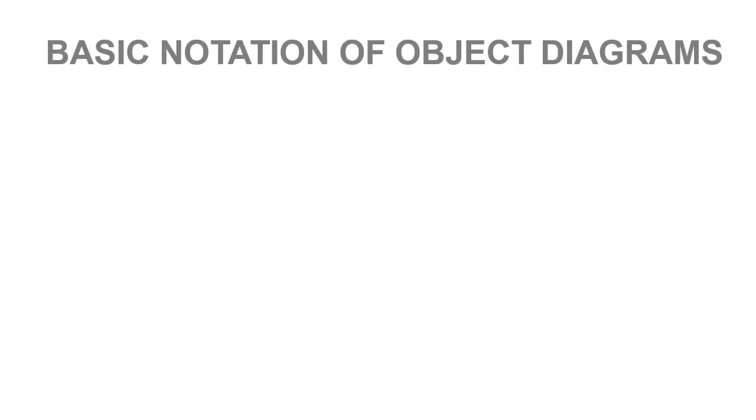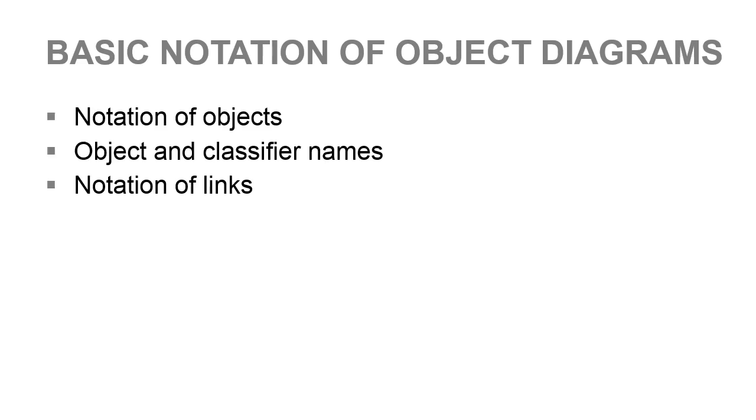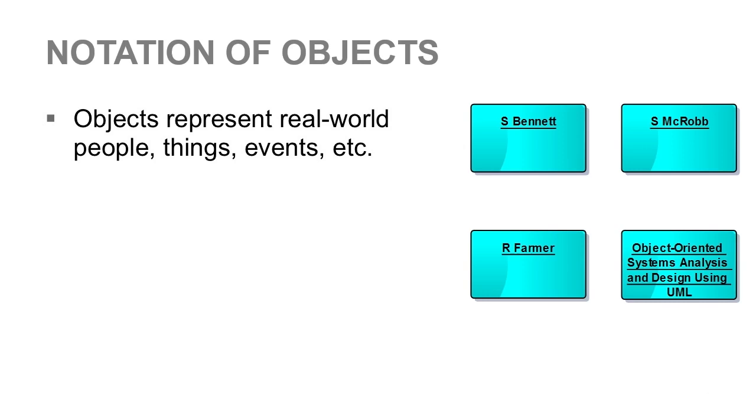In this movie, I'm going to talk about the basic notation of object diagrams and show you how to produce them. We'll look at the notation for objects, how objects are named in diagrams and the various options there are, and the notation for links between objects.